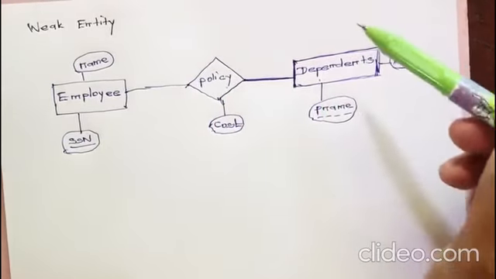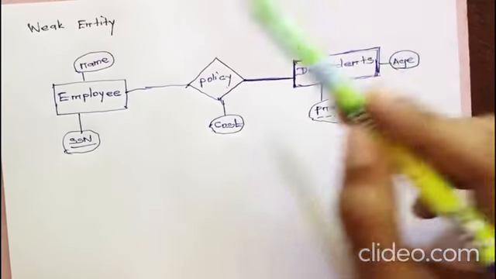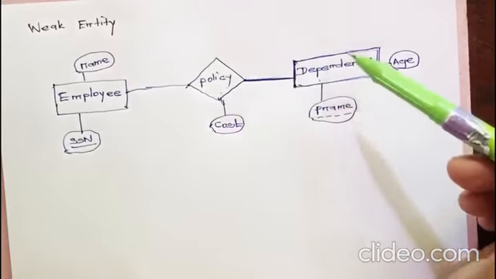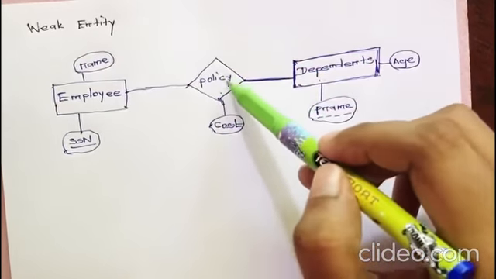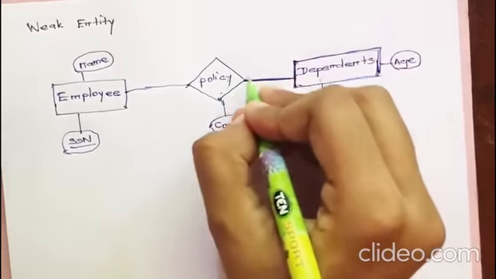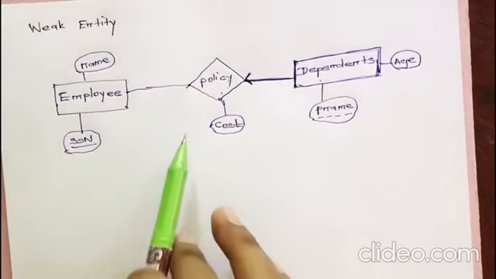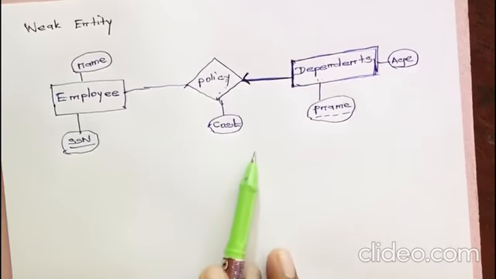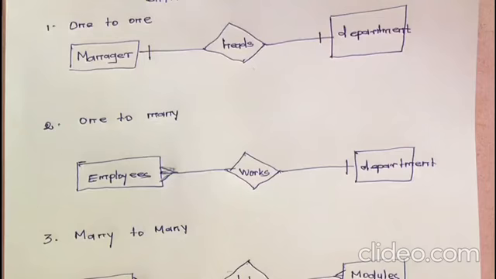Here the dependent can have at most one policy. So the dependent has a key constraint with the policy relationship, which will be denoted using an arrow. This is how we denote the weak entity in the ER diagram. Next, we are going to learn about the cardinalities.